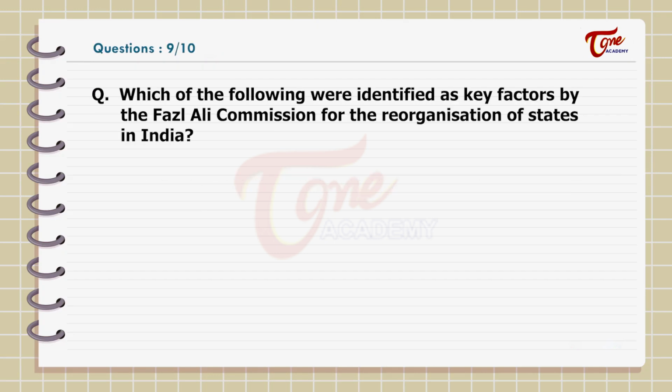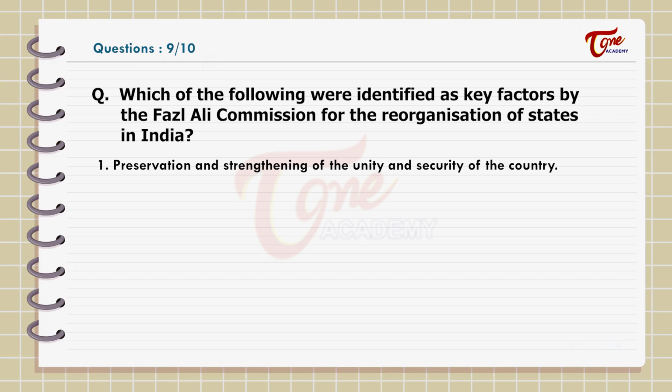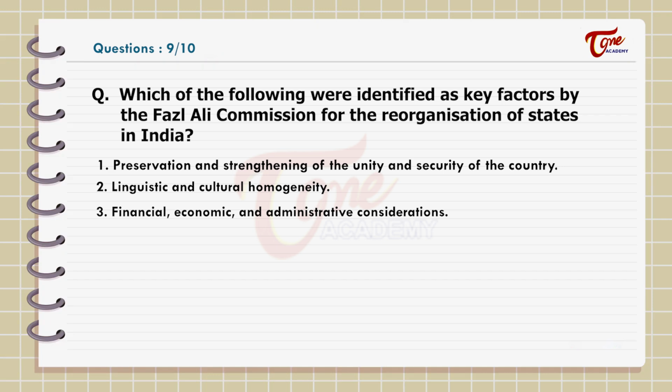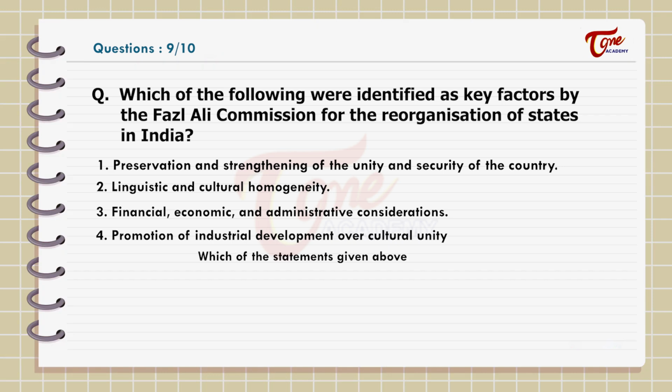Which of the following were identified as key factors by the Fazl Ali Commission for the reorganization of states in India? Statement 1. Preservation and strengthening of the unity and security of the country. Statement 2. Linguistic and cultural homogeneity. Statement 3. Financial, economic and administrative considerations. Statement 4. Promotion of industrial development over cultural unity. Which of the statements given above are correct?